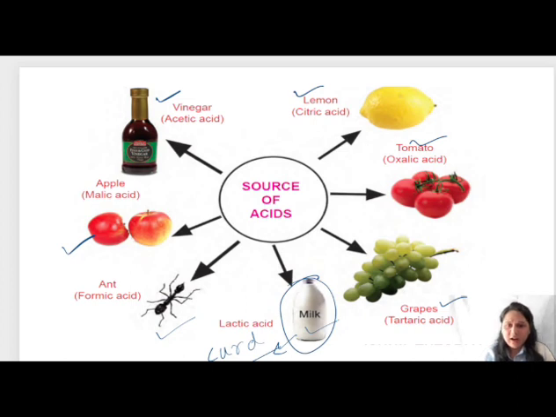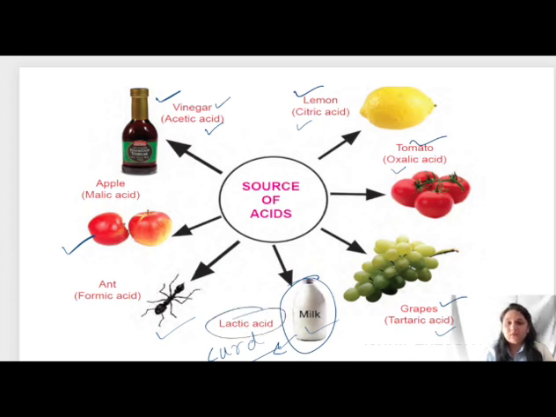But which acid? Do all these have the same acid? No, they do not have the same acid. Let's talk about the vinegar. Vinegar has acetic acid, lemon has citric acid, tomato has oxalic acid, grapes have tartaric acid, and milk and curd have lactic acid.